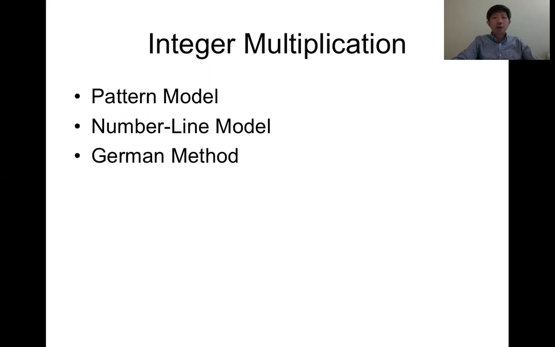So we have several different models we can discuss for why a negative times a negative equals a positive. The first one is a pattern model. The second one is a number line model. And the third one, I'm going to introduce the German method. Let's start with the pattern model.